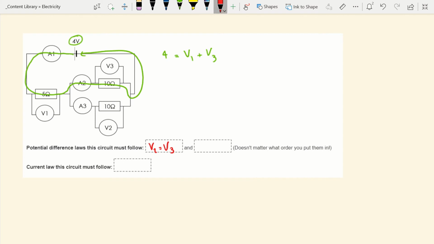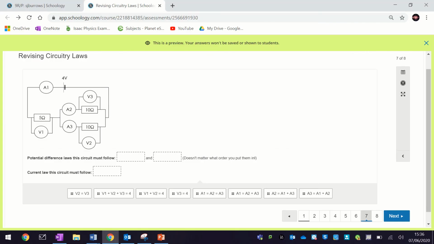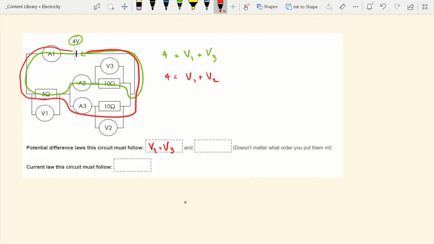Let's draw the other possible path current could take. So it could go through here, go around the bottom, and it could go around here. And so in this loop, we would say that 4 would be equal to V1 plus V2. So these are the 2 possibilities we could have for the other law. Let's see which one we need to pick. We can see here we've got V1 plus V2 is 4, which matches up with this second one that we drew. So we're going to pick that one. And we could have put those in either order, it doesn't matter.